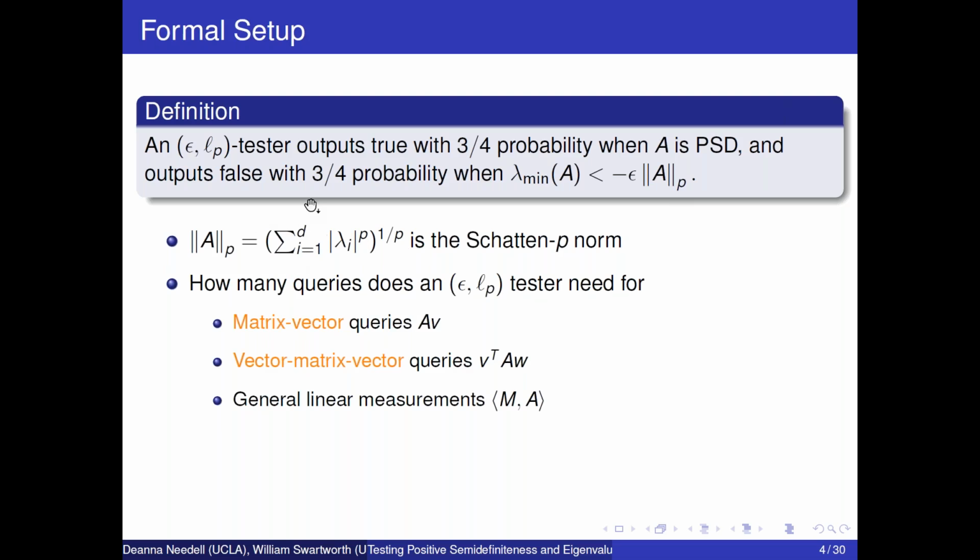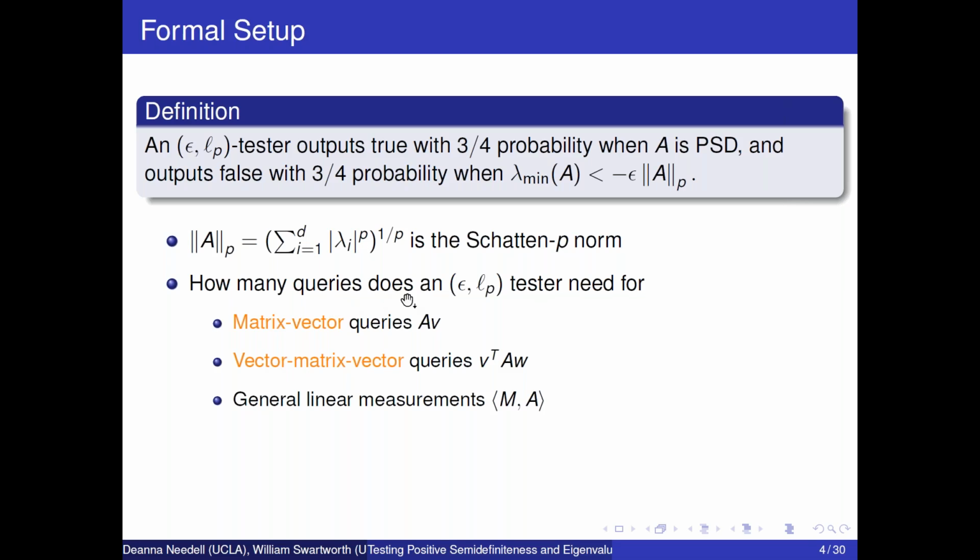Okay, so it's the sum from i equals 1 to d of the absolute value of the ith eigenvalue lambda_i to the p, all raised to the 1 over p. A particular importance we'll look at is when p equals 1, this is just the sum of absolute values of eigenvalues. And when p equals 2, this is just the Frobenius norm of the matrix A, the entry-wise Euclidean norm of the matrix A.